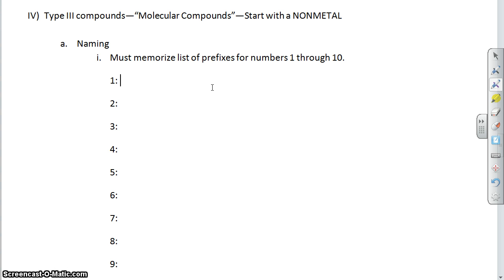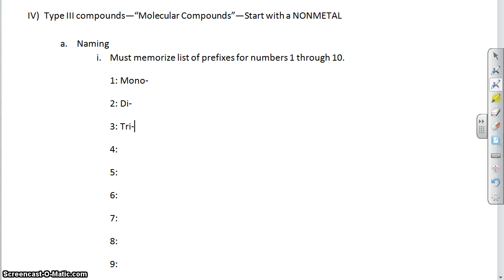And many of them you already know. A few of them you might not. The first one, the prefix that we associate with the number 1, is mono, as in monotheism, monocot, monogamy. All these things deal with ones. That's the prefix for 1. 2 is di. You're probably fairly familiar with that one.